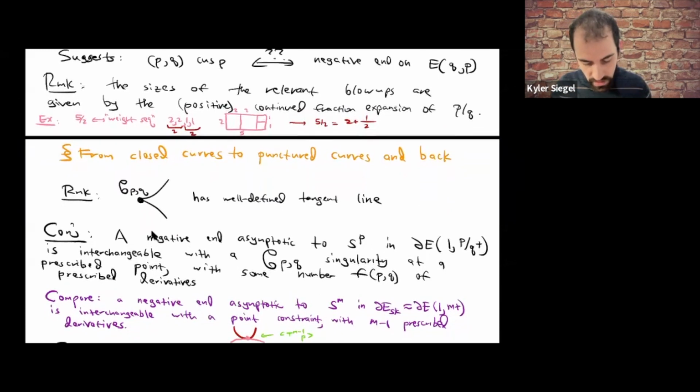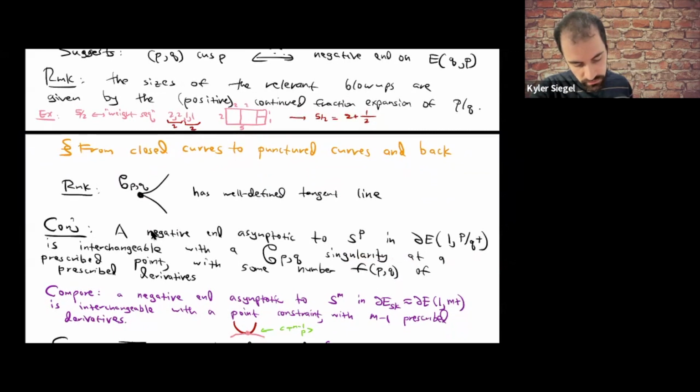Okay, so this number f p over q is just related to this weight sequence of p over q. For example, you should compare this to the earlier statement I said, which is that having a negative end on a cover of the short orbit in the skinny ellipsoid is interchangeable with having a point constraint with n-1 prescribed derivatives at that point.